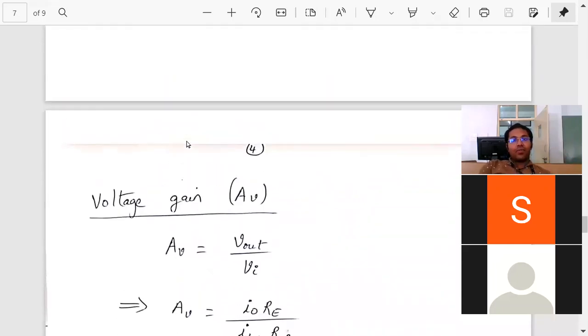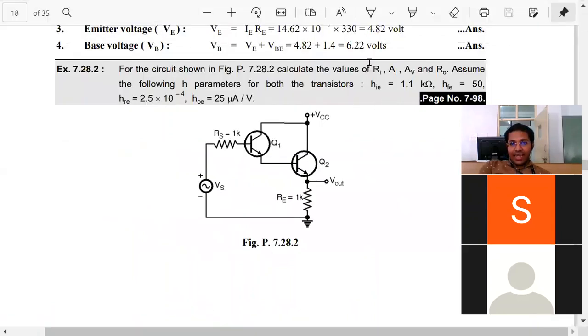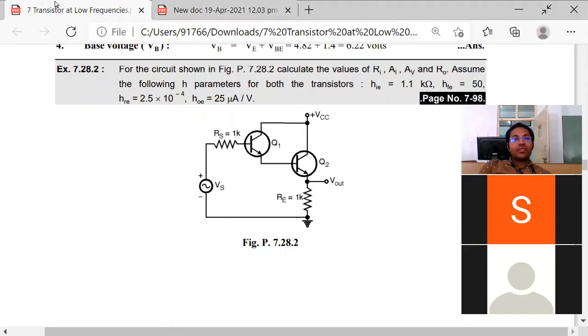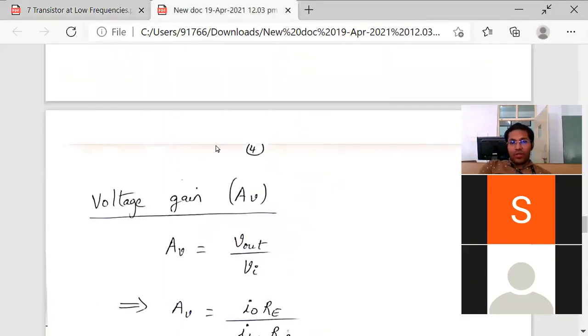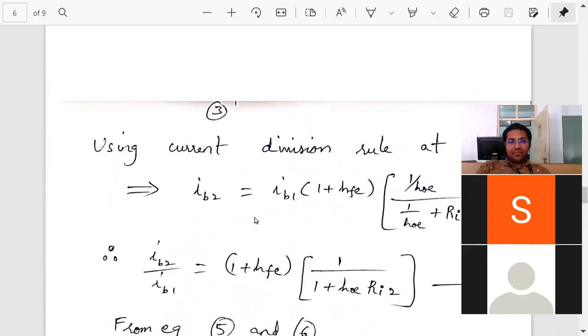Next, so far what all are asked in the question? Ri we finished, AI also we finished. Next is AV, the voltage gain. So what is voltage gain? Output voltage by input voltage. Output voltage means I should see the second stage. Input is at the first stage, output is at the second stage.